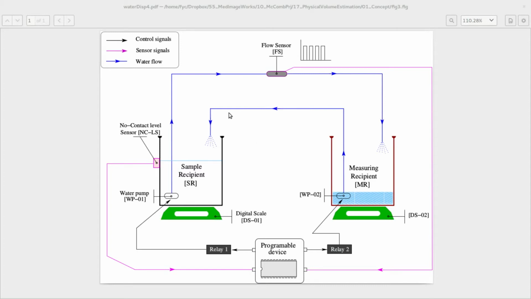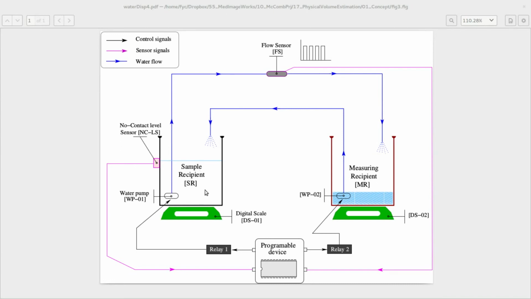Then the volume to be measured is submerged into the sample recipient, raising the water level above the non-contact sensor level. So the programmable device sees a 1 again. Pump 1 is turned on, making the water level descend until the non-contact level sensor is off. In that moment, a 0 appears here.